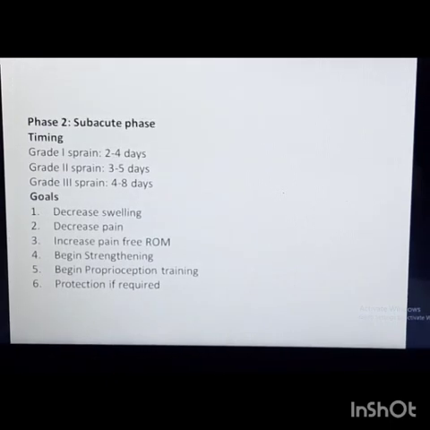Subacute phase timing is grade 1 2 to 4 days, grade 2 3 to 5 days, and grade 3 4 to 8 days. What are the goals in the subacute phase? To decrease swelling, decrease pain, increase free range of motion, begin strengthening and proprioception training, and protection if required.